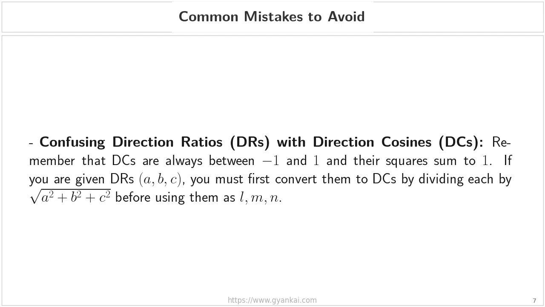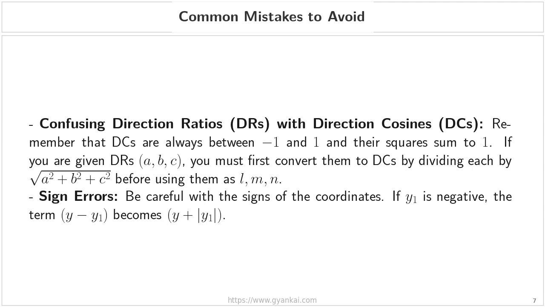First, a very important distinction. Do not confuse direction ratios with direction cosines. As we discussed earlier in the lesson, direction cosines, which we denote as L, M, and N, are normalized. This means they must always fall between -1 and 1, and the sum of their squares, that is, L squared plus M squared plus N squared, must equal exactly 1. If a problem provides you with direction ratios, which we can call a, b, and c, you cannot plug them directly into the denominator. You must first convert them into direction cosines by dividing each ratio by the square root of a squared plus b squared plus c squared.